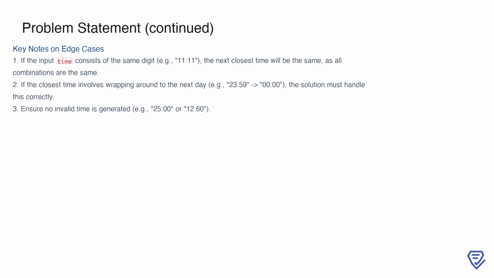There are a few important edge cases to keep in mind. First, if the input time consists of the same digit repeated, such as 11:11, the next closest time is the same, since all possible combinations of the digits result in the same time. Second, when the solution involves wrapping around to the next day, such as from 23:59 to midnight, this must be handled correctly. Lastly, the algorithm must ensure that no invalid times are generated, meaning values like 25:00 or 12 hours 60 minutes must never appear. These edge cases highlight the importance of carefully validating and generating times using only the input digits while adhering to the constraints of the 24-hour clock.